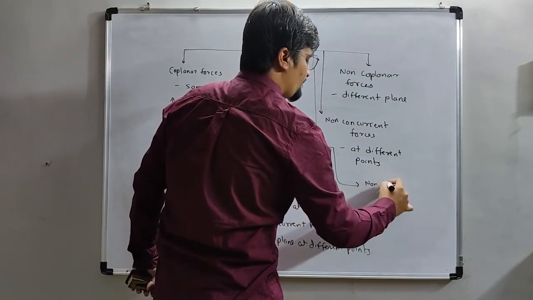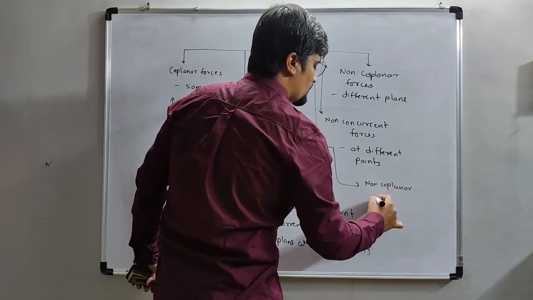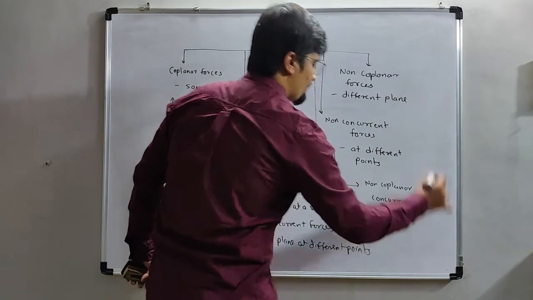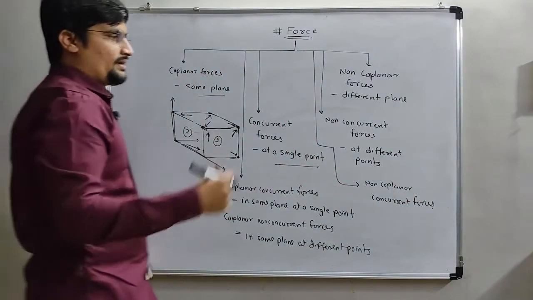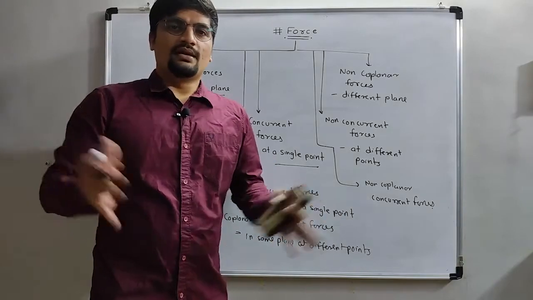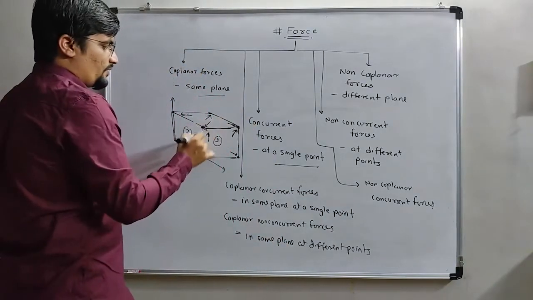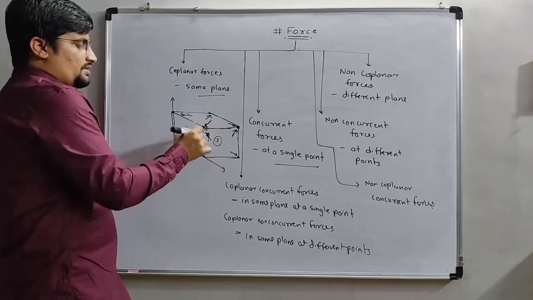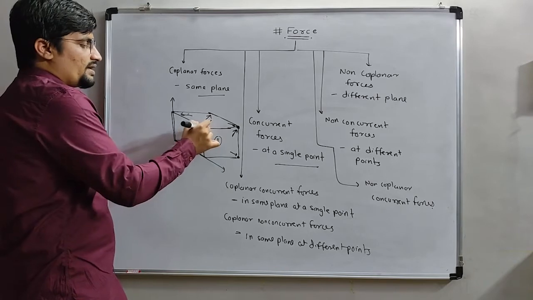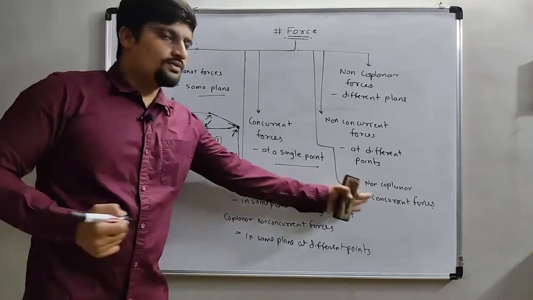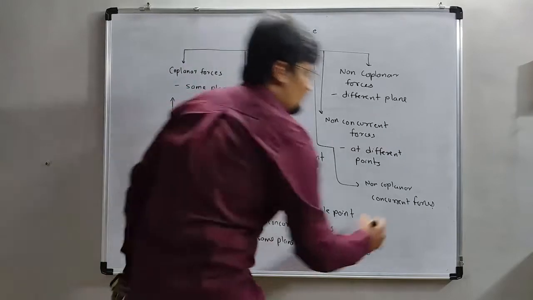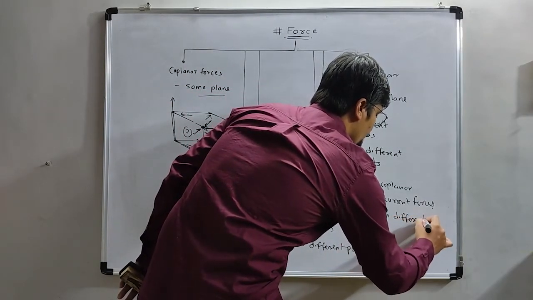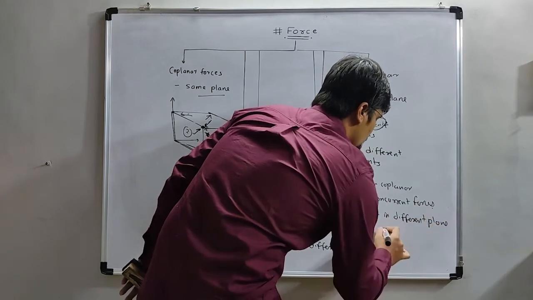non-coplanar concurrent forces. In a different plane, but at a single point. I mean, this is a single point. One force is occurring from here, one from here, and one from here. So it is in different planes, three forces, but occurring at the same point. Then it is non-coplanar concurrent forces. So, in different planes and at a single point.